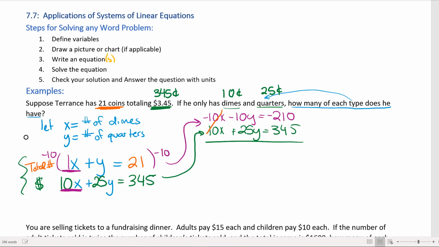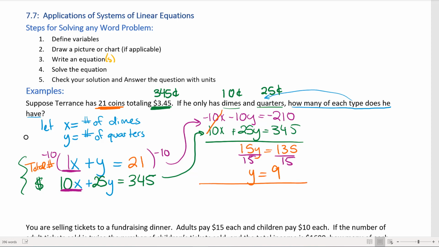When I add the 10x and minus 10x, that goes to 0. 10y minus negative 25y, that's positive 15y. And this is 135. And now when I take 135 divided by 15 in order to solve for y, that gets me y is equal to 9. And if you need to use a calculator to do that, that's fine by me.